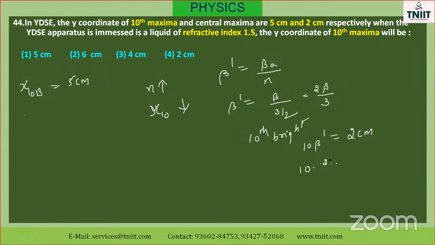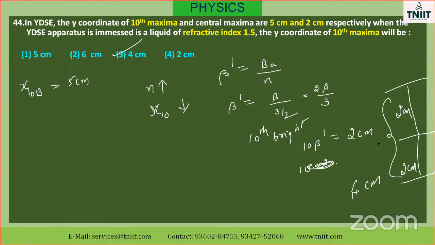First one is given as how much? It is not given, right? So 10 beta dash is 2 centimeter. So 10th maxima if you want means 2 centimeter. On either side it will be 2 centimeter, so total distance on either side, the y coordinate value will be 4 centimeter. This total distance, directly you can solve.